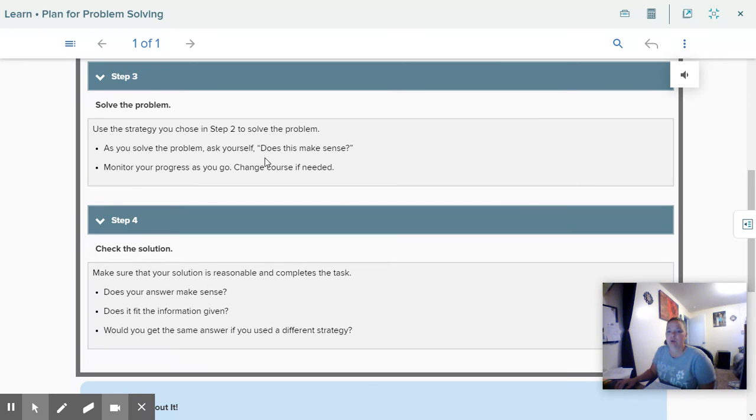This really goes along with number 3, because again, if your answer doesn't make sense for the context of the problem, you need to go back and check your strategy and make sure that you have done all of your steps correctly.